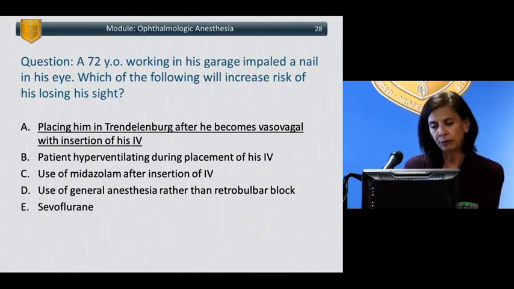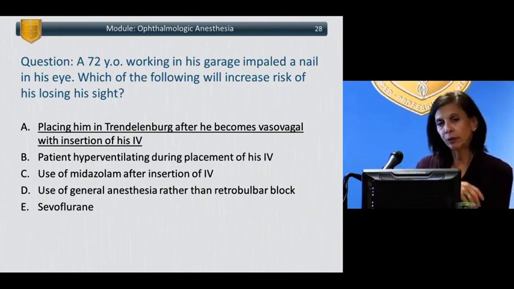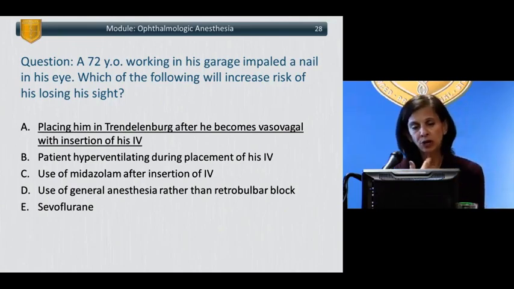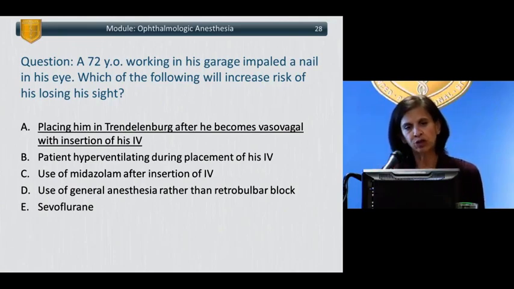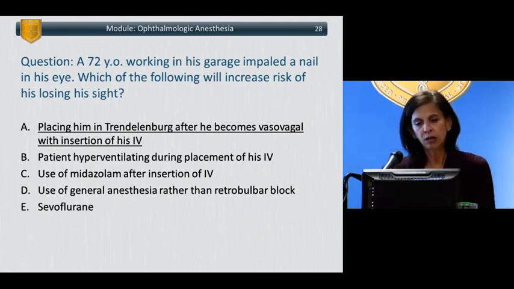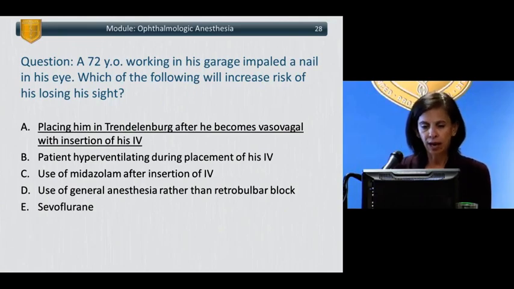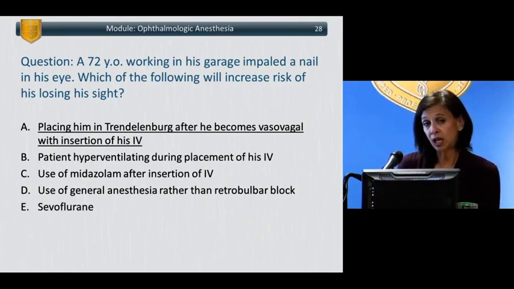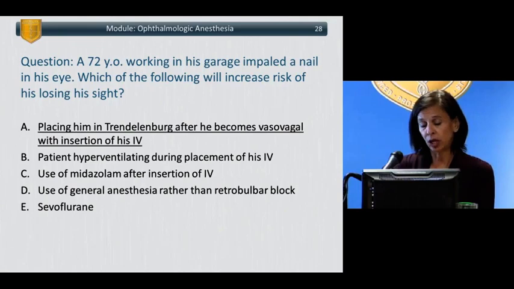And it's placing him in Trendelenburg. So I mentioned how placing him in Trendelenburg will increase intraocular pressure. Increased intraocular pressure puts him at the risk of extravasating the contents of his eye through that opening where the nail is. Hyperventilating actually will lower his intraocular pressure. That'll be a good thing.